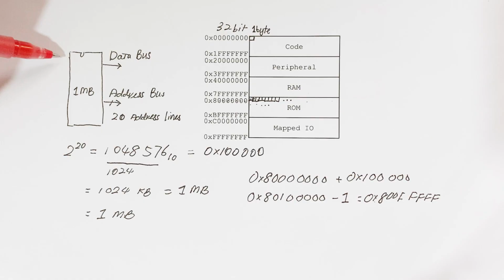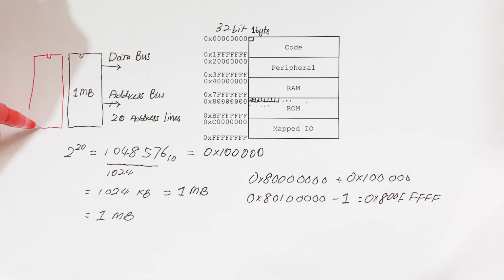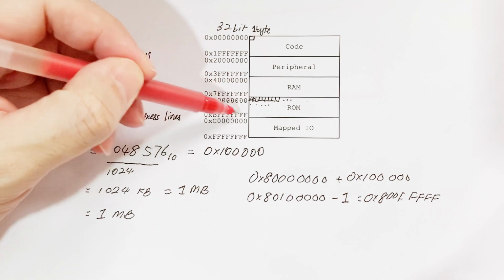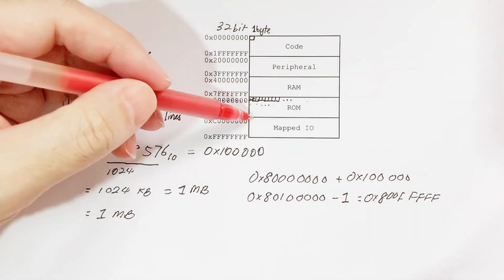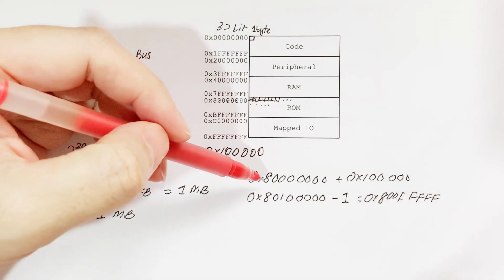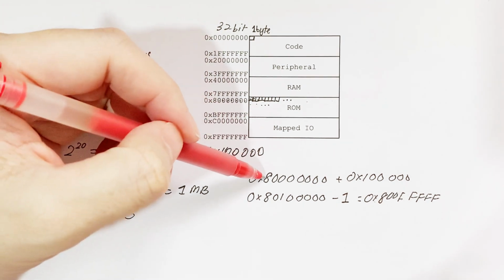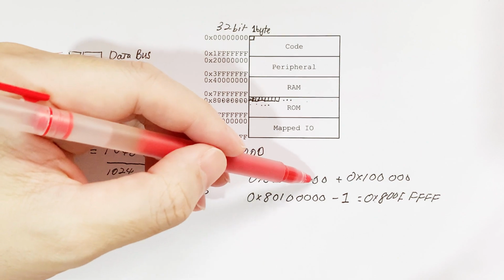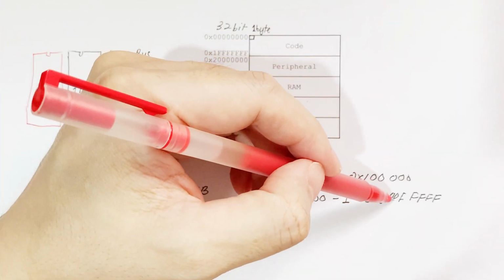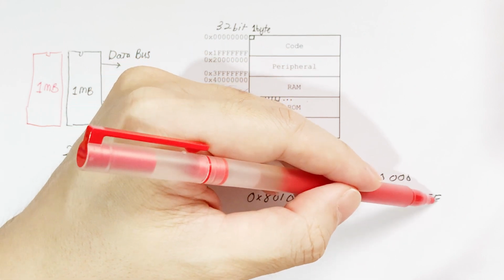And in some cases, we might have more than one memory chip. So for example, in this case, if we're going to connect two 1 megabyte ROMs to these processors, as what we have just calculated just now, for the first memory chip, the address starts with 80000000, and the last address for the first memory chip is 800fffff.